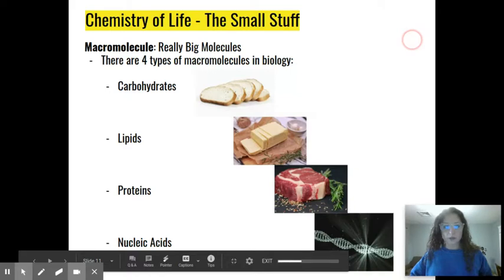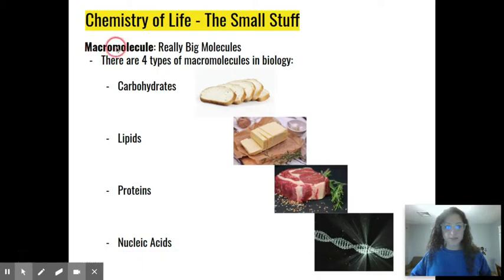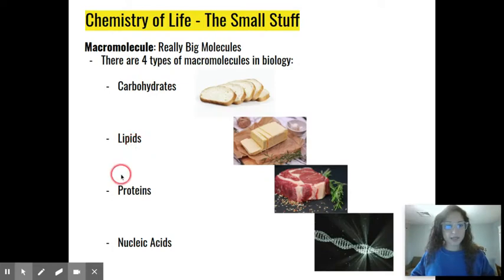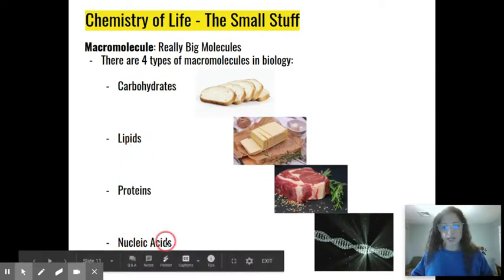Cool. So at this point, if we refer back to our root words, we know that the prefix macro means big or large, and a molecule is 2 or more atoms that are bonded together. So in this case, we're looking at really, really large molecules. And specifically, we're looking at 4 different types of macromolecules. They are going to be carbohydrates, lipids, proteins, and nucleic acids.